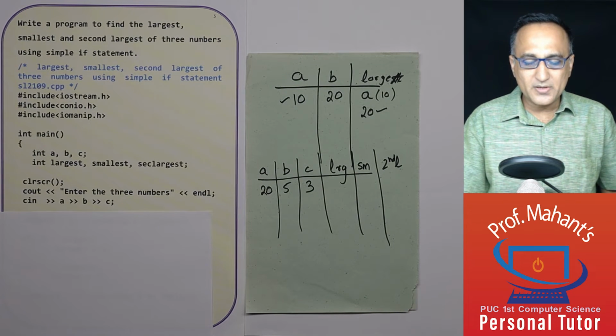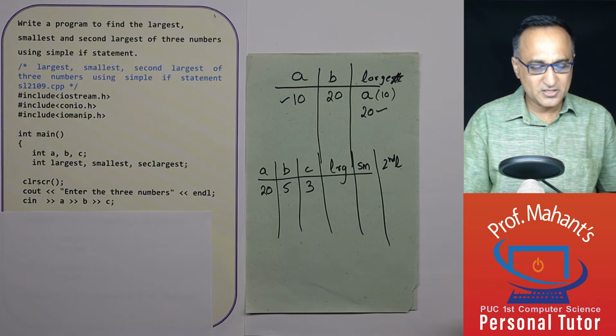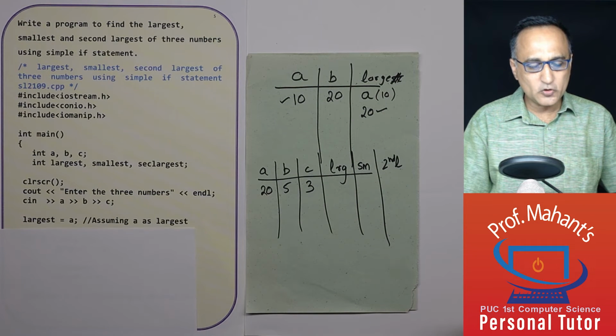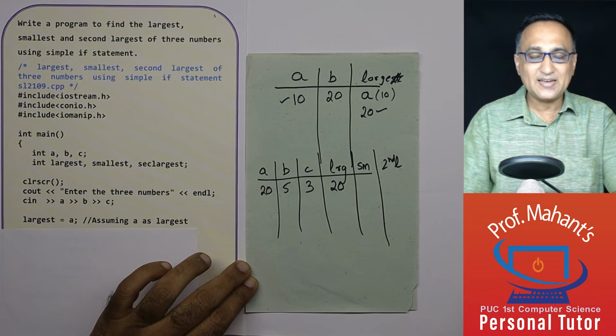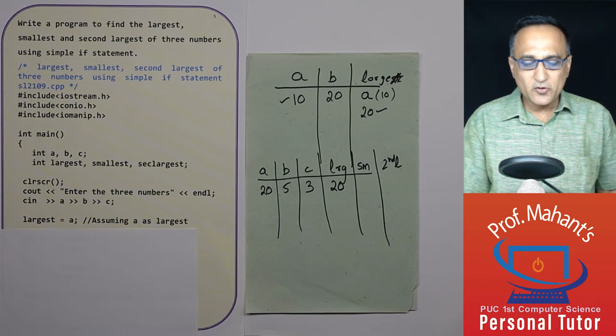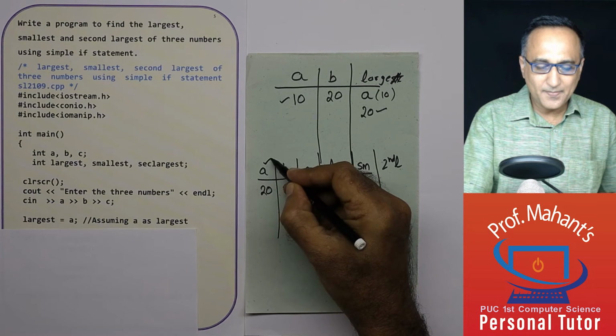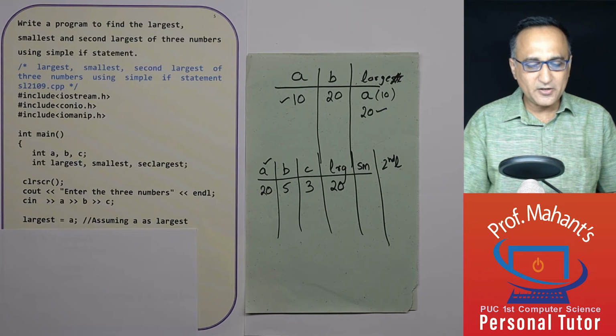Now what I want to do is first find the largest. So what do I do? I assume that A is the largest. So 20 is the largest. Now I have finished processing A. I'll put a tick on it. I need to go to B.